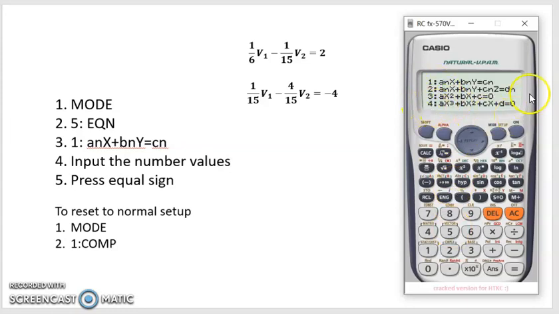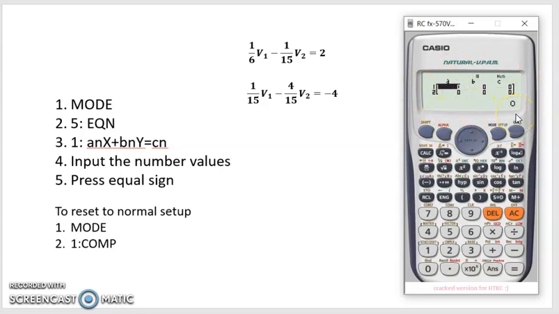Then you will have these options in your screen. 1 would be intended for those problems with 2 unknowns, or maybe you will be having 2 equations. 2 would then be for those problems involving 3 unknowns and 3 equations. So for this problem, since we only need to find the values for v1 and v2, then we will be choosing option 1.